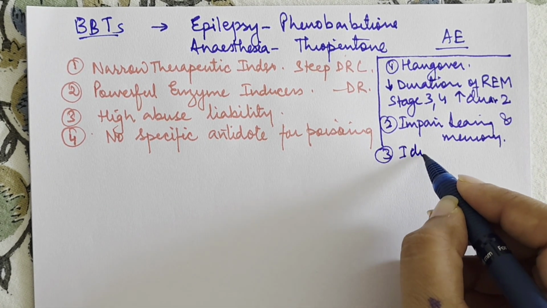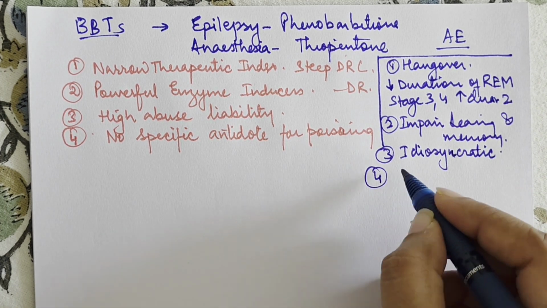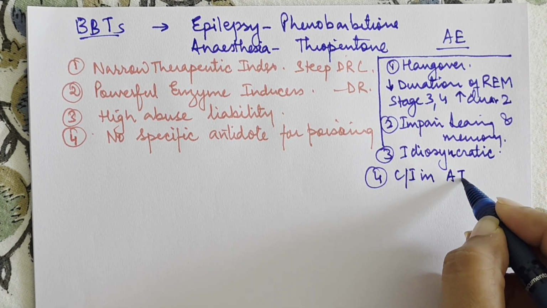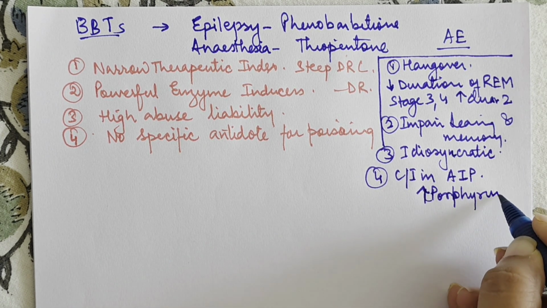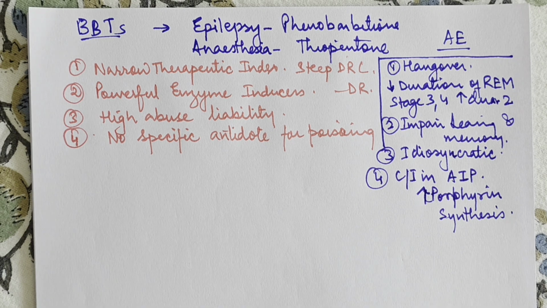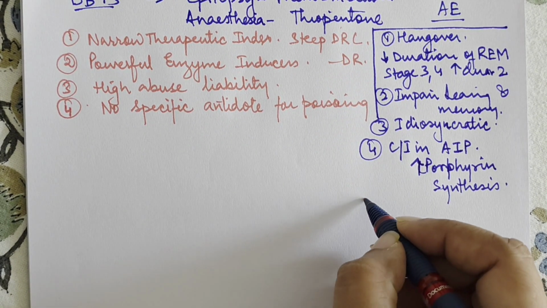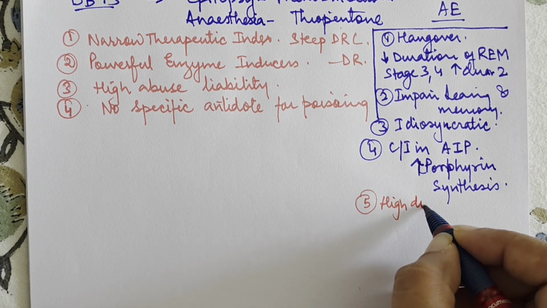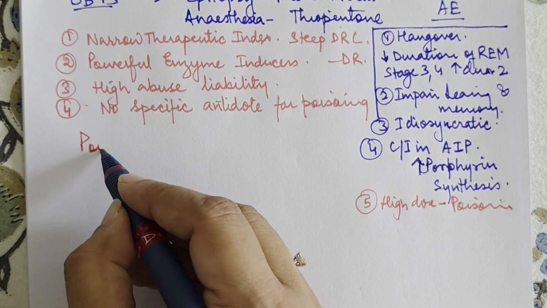Then they cause idiosyncratic reactions, so excitation in some patients. Fourth, they are absolutely contraindicated in acute intermittent porphyria because they increase porphyrin synthesis. How? Because they induce the enzyme delta ALA synthetase. Fifth point, very important, at high doses they cause poisoning. How is poisoning treated? Let us write it here.